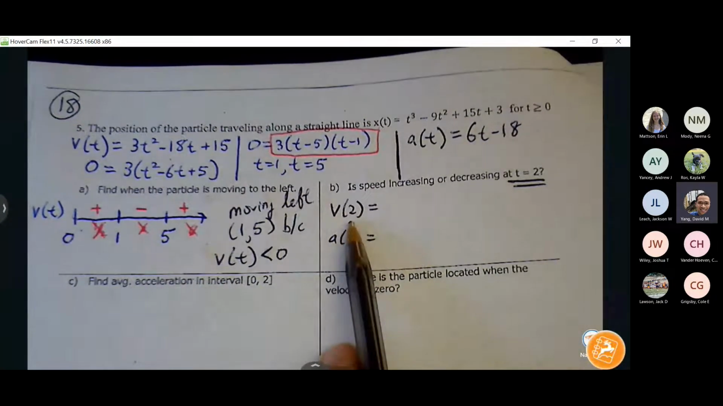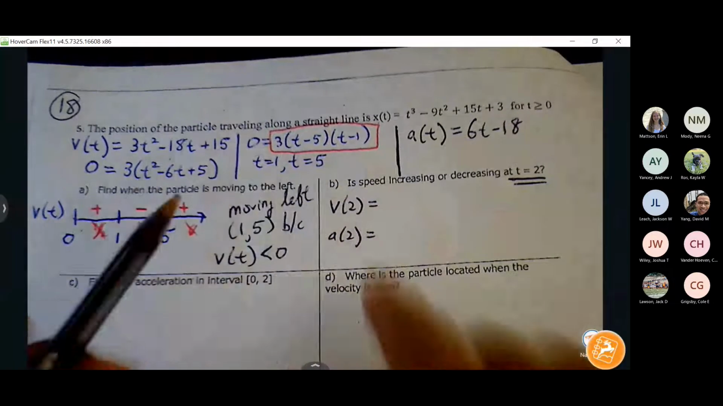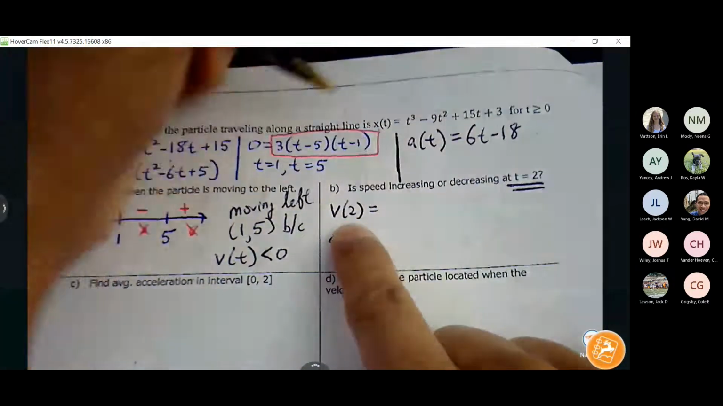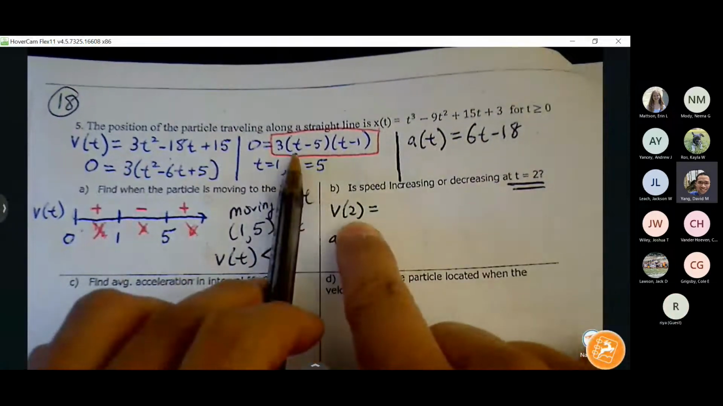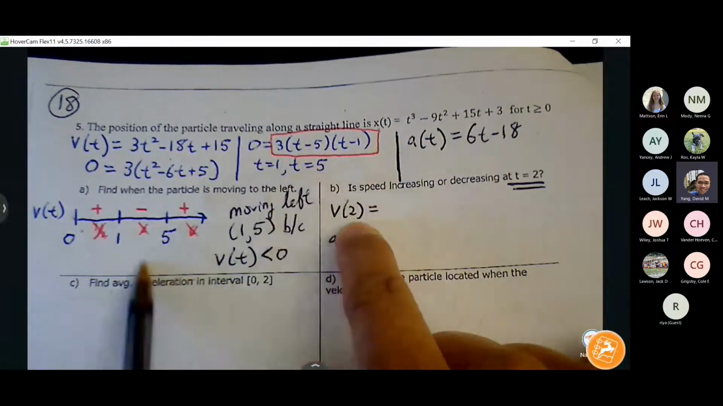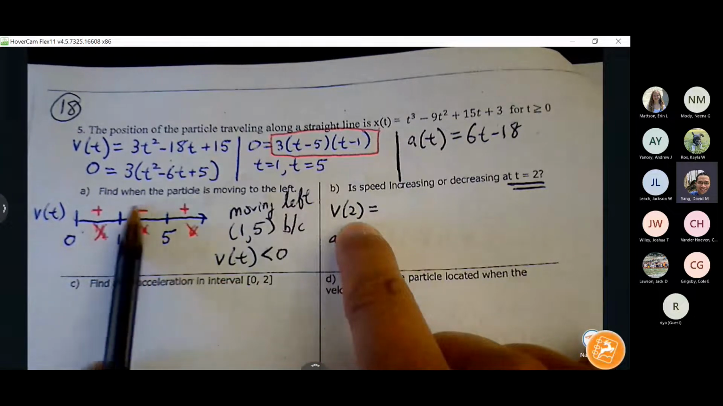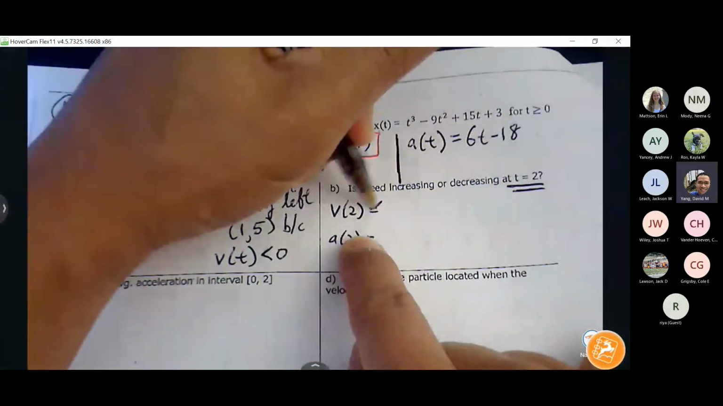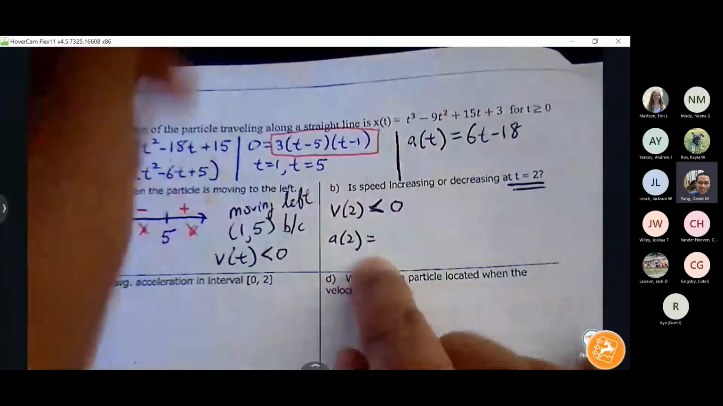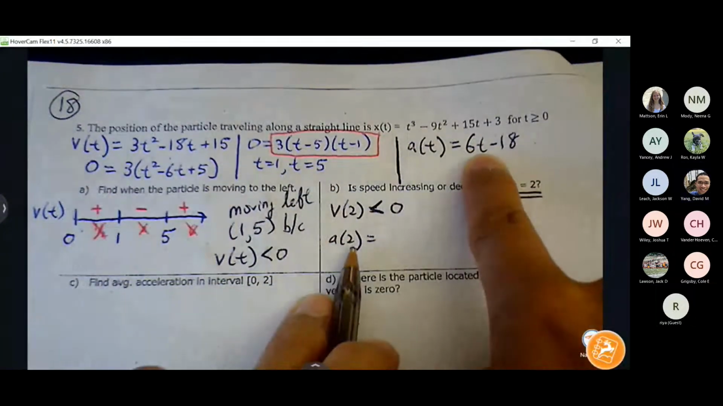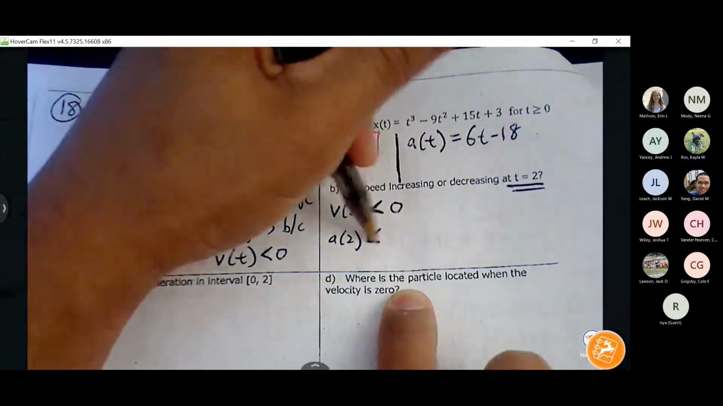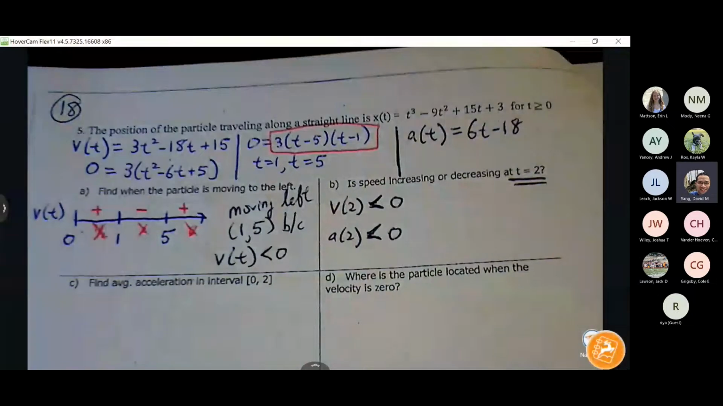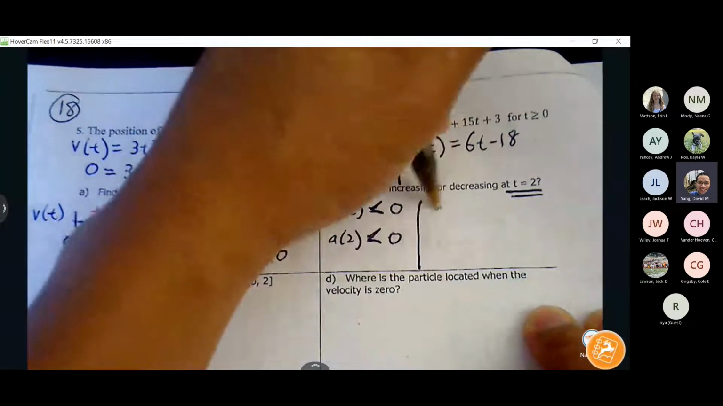So v of 2, technically, we don't have to find that value, just have to test whether it's positive or negative. So v of 2, well, actually, we can tell by looking at this, right? V of 2 is going to be negative. So v of 2 is less than 0. A of 2, plug 2 in, 12 minus 18, it's also negative. So velocity is negative, acceleration is negative. So that's same signs, therefore speed is what?